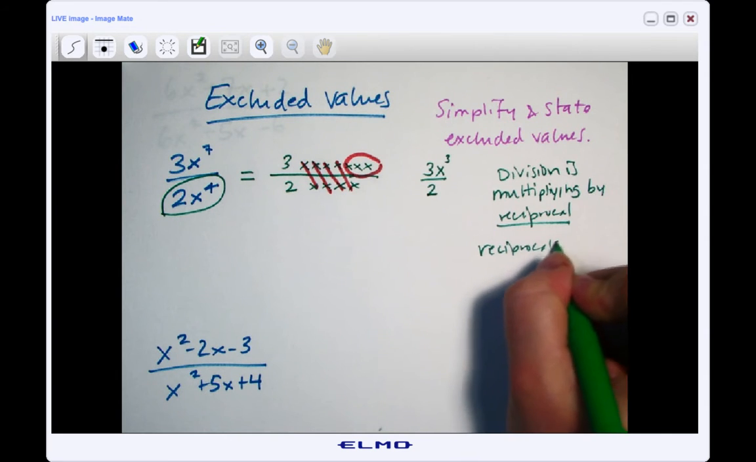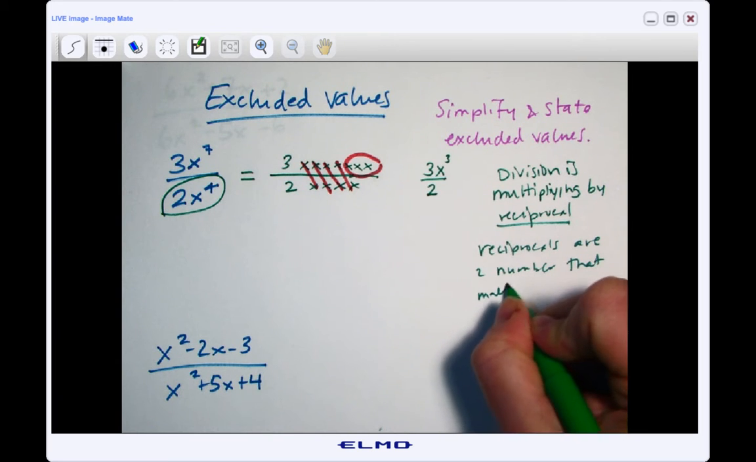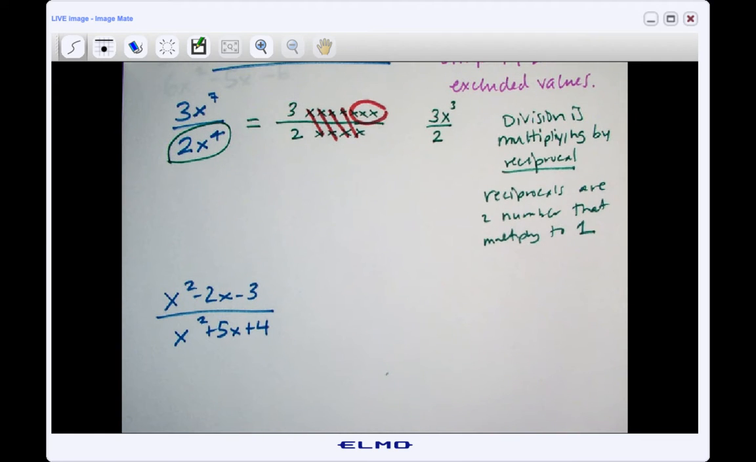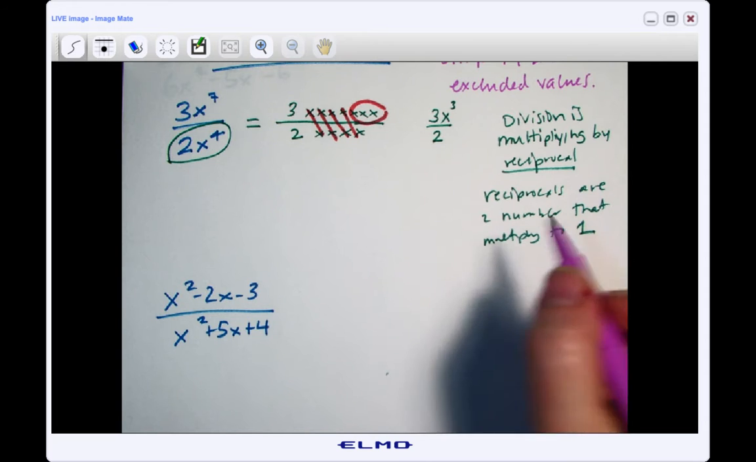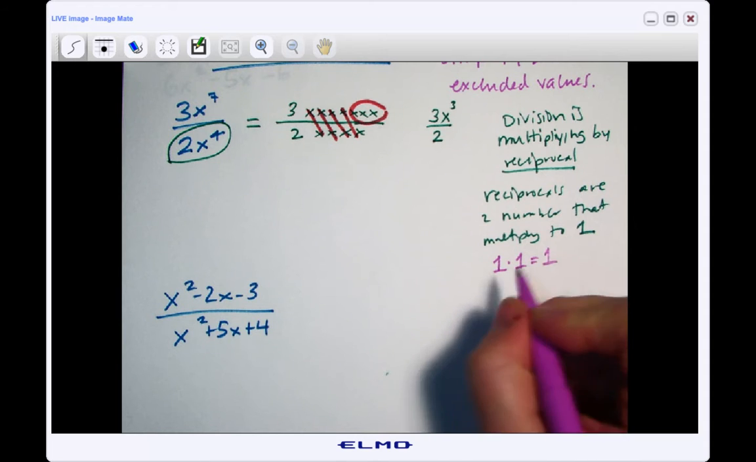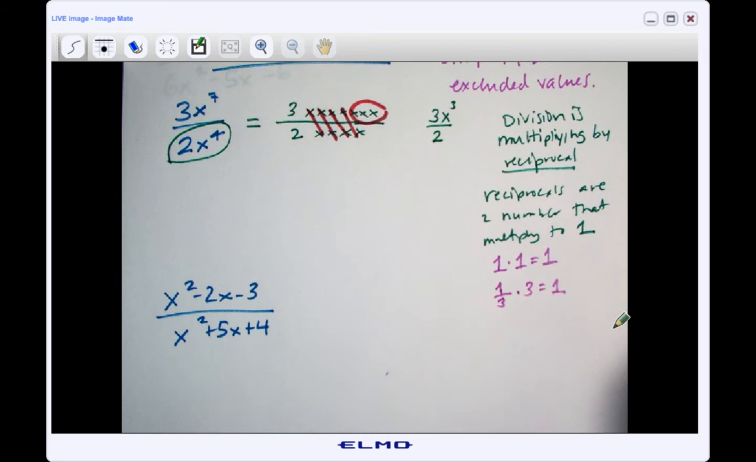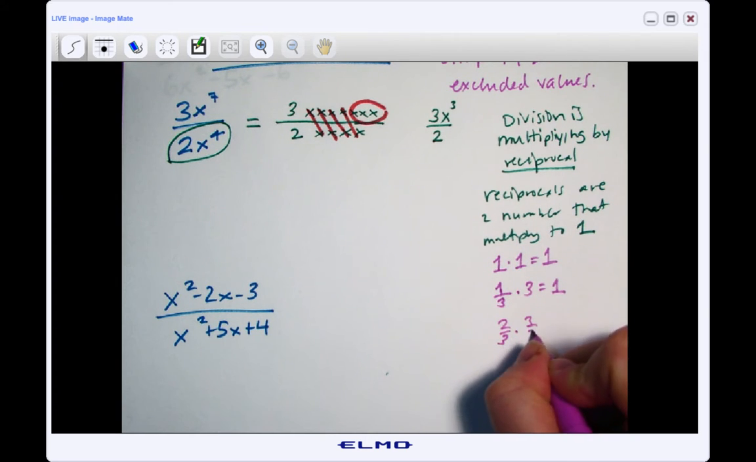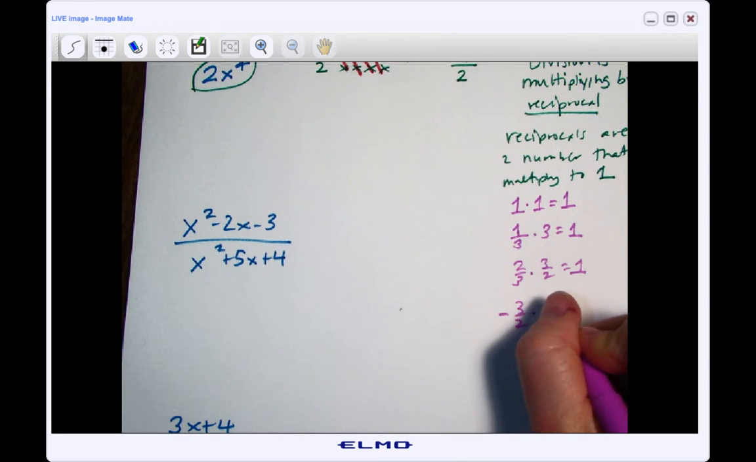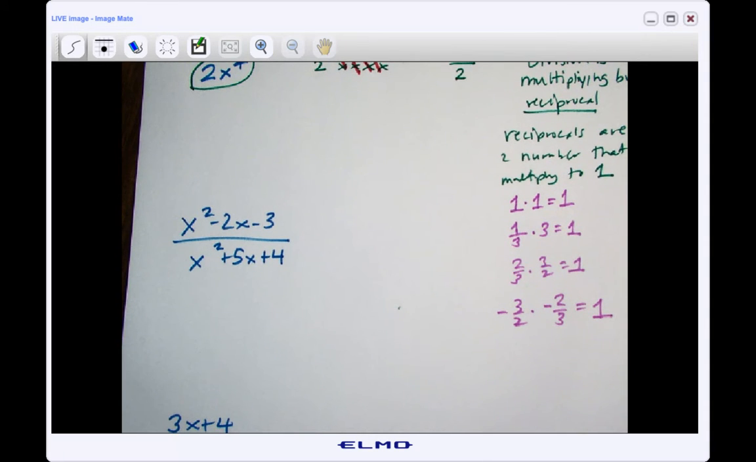are two numbers that multiply to 1. So there's lots of numbers that multiply to 1. Immediately, we always think 1, but there's actually tons of numbers that multiply to 1. You could do 1 times 1. They would be reciprocals. But you could have 1/3 and 3. That would also equal 1. Or 2/3 and 3/2. That would also equal 1. So all reciprocals. Or -3/2 times -2/3, right? Those would also be reciprocals. So there's lots of numbers that multiply to 1.